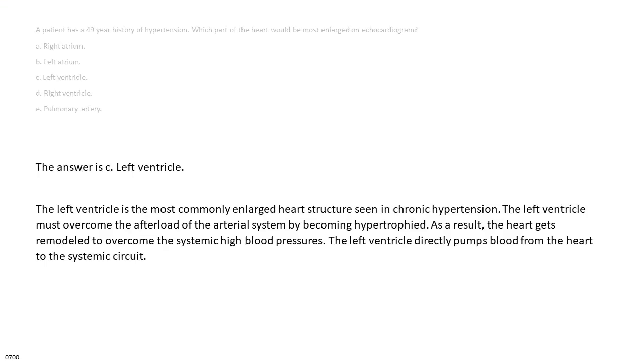The answer is C. Left ventricle. The left ventricle is the most commonly enlarged heart structure seen in chronic hypertension. The left ventricle must overcome the afterload of the arterial system by becoming hypertrophied. As a result, the heart gets remodeled to overcome the systemic high blood pressures. The left ventricle directly pumps blood from the heart to the systemic circuit.